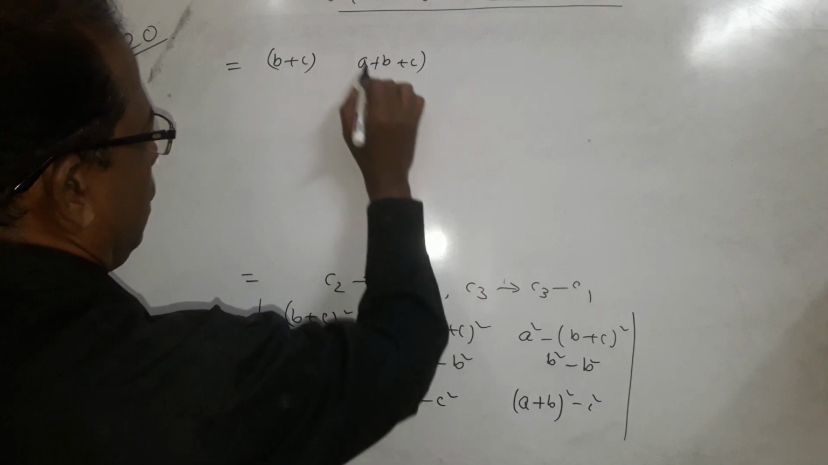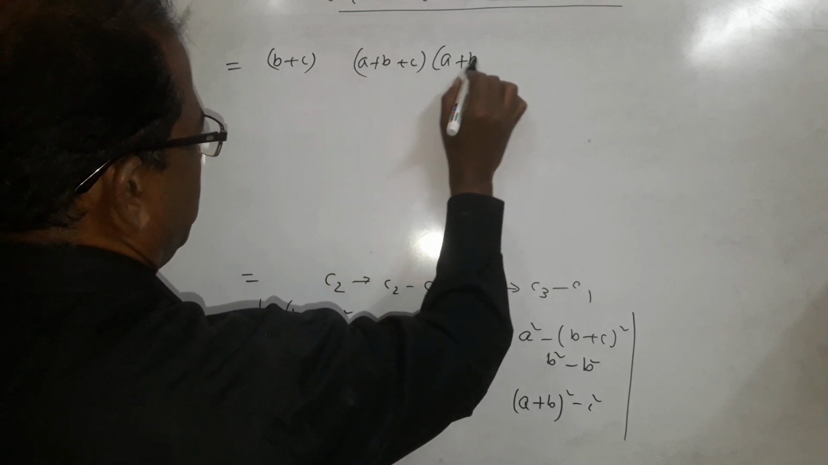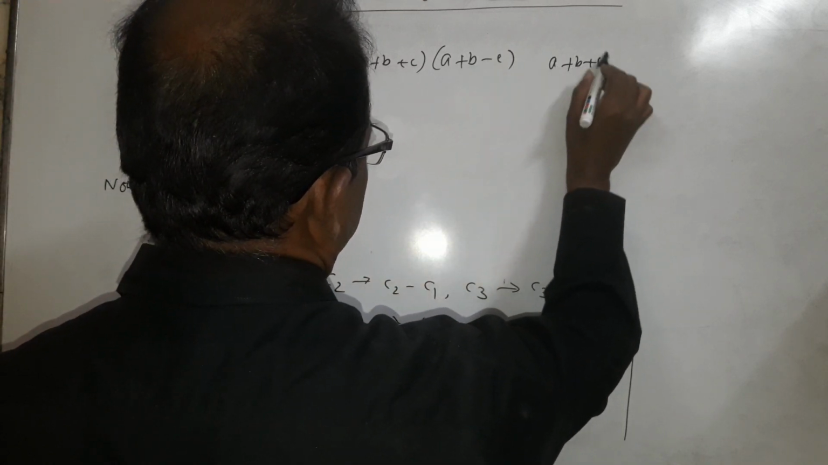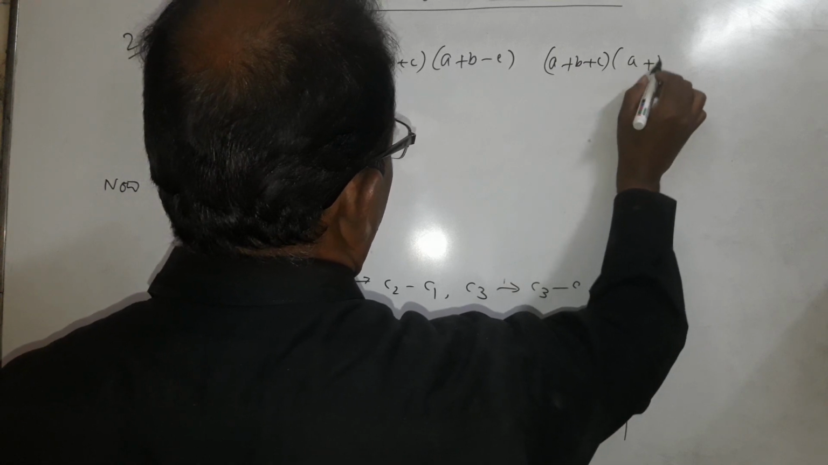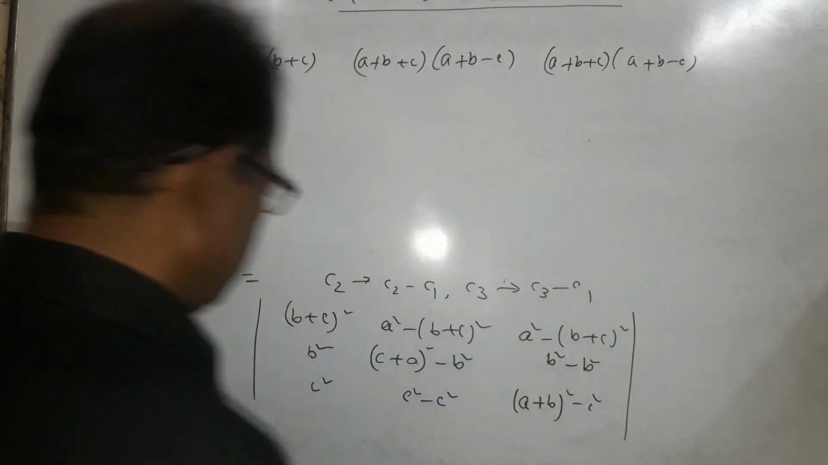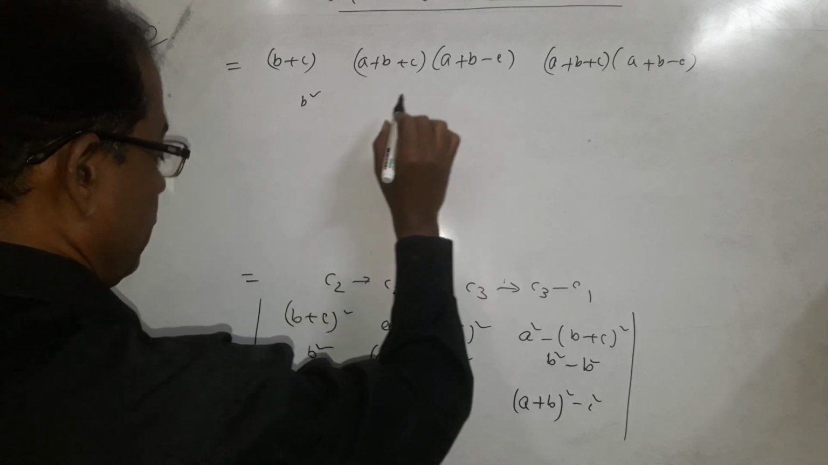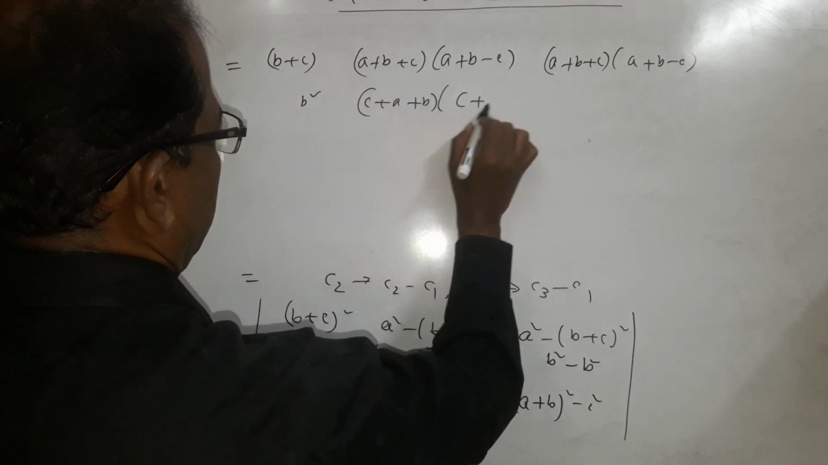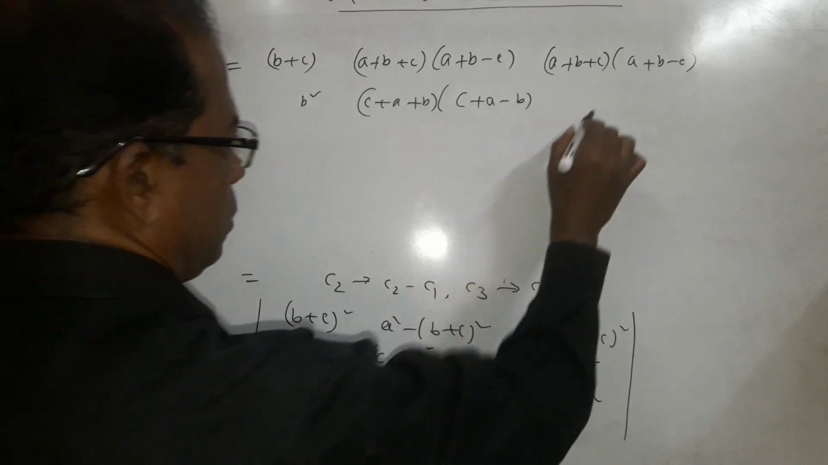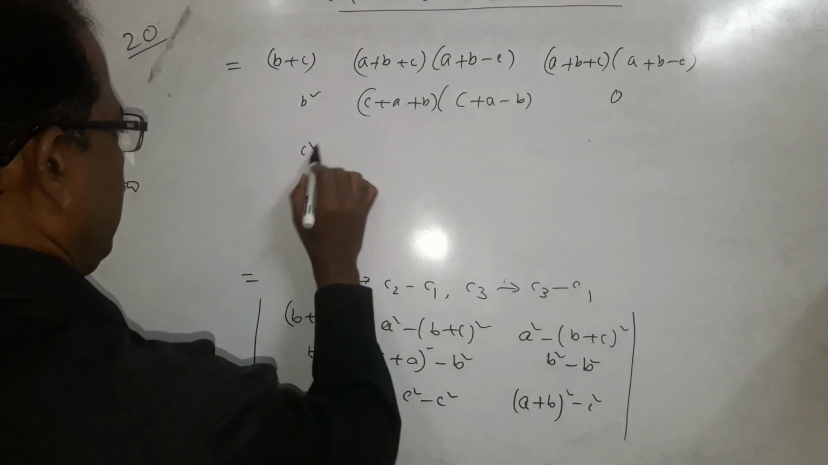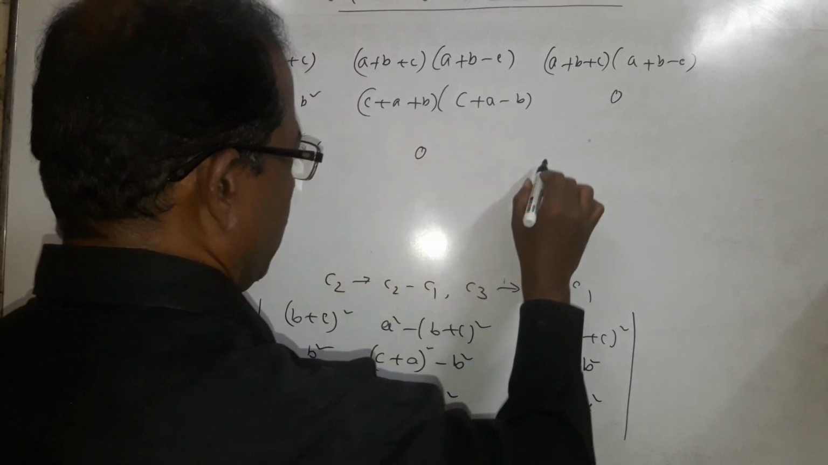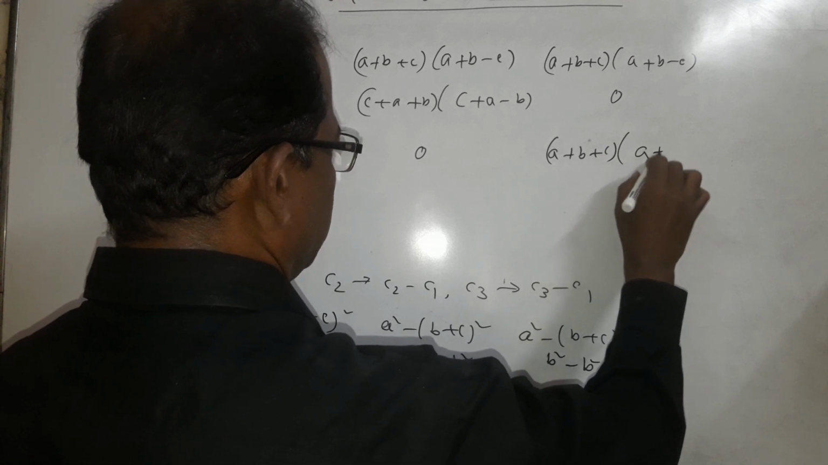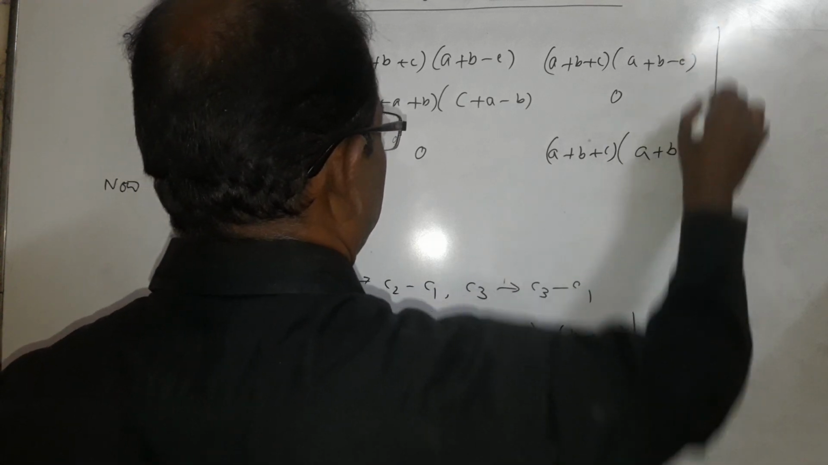b plus c into a plus b minus c, and a plus b plus c into a plus b minus c, right? So then b square, c plus a, b, c plus a minus b, and 0. c square, that means 0, a plus b plus c and a plus b minus c.